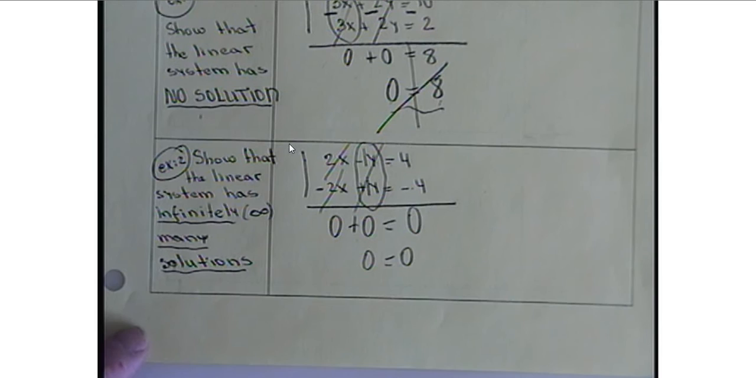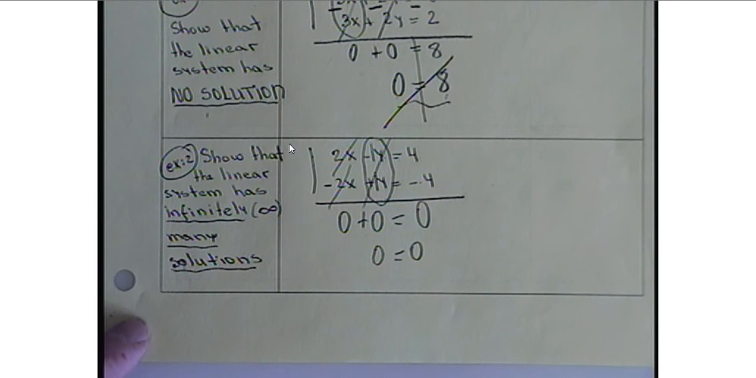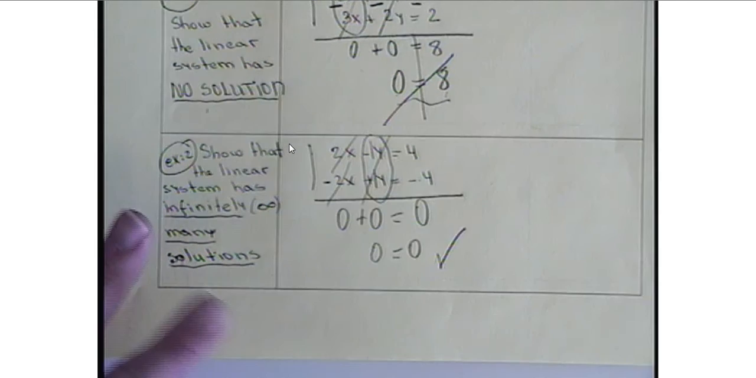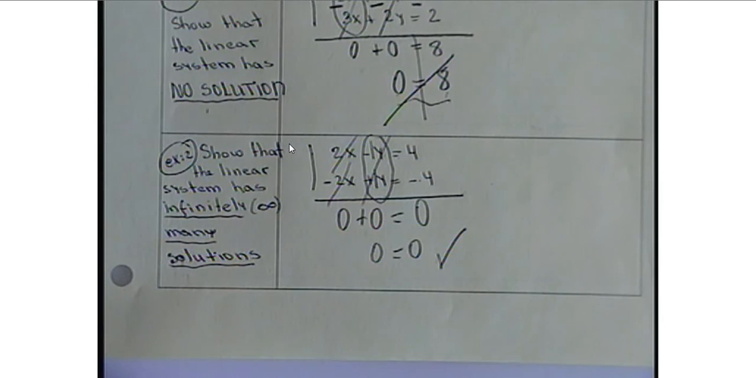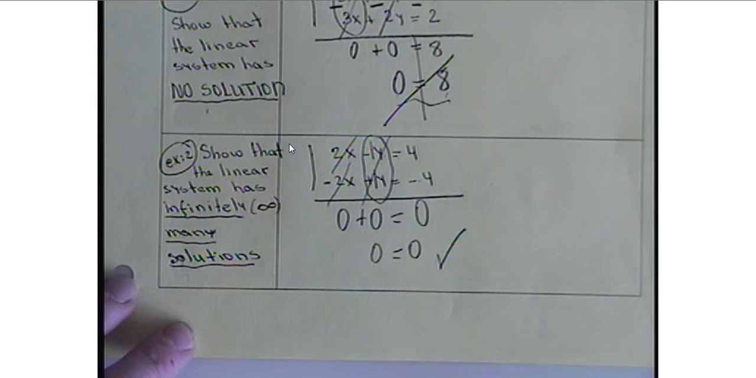side, then we can tell that we have infinitely many solutions. So this is a true statement, and we have infinitely many solutions. The number on the left is equal to the number on the right side.